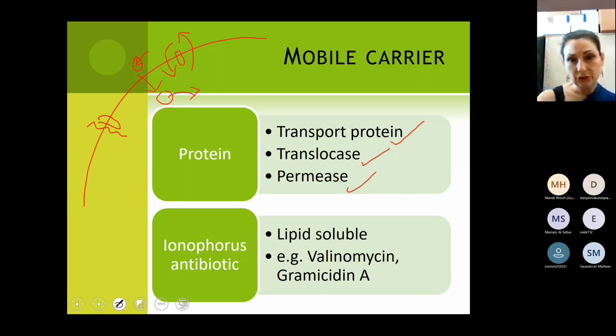Also, in chemical engineering, some ionophore antibiotics are used. Usually they are soluble in lipids. So as I mentioned last time, the inner part of the plasma membrane is created by fatty acids. So it's a lipid, so it has an innate interaction with this lipid part. An example is valinomycin or gramicidin A. So I will show you them in a picture.